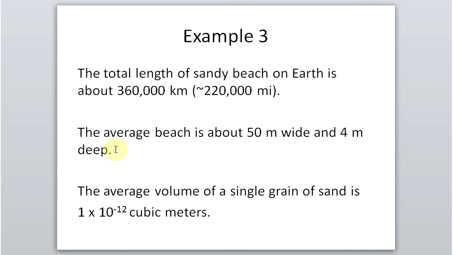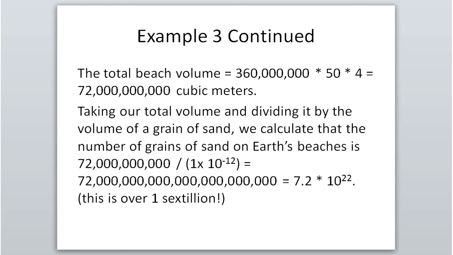Well, if we know how long the beaches are, how wide the beaches are, and how deep the beaches are, we can do length times width times depth to get our total volume. And then we know the volume of a grain of sand, so we can combine those to figure out how many grains of sand there are. So that length of the beach was in kilometers. We need to convert it into meters. So we have 360 million meters times 50 meters wide times 4 meters deep, which gives us 72, what is that, trillion? Let's see. Hundreds, millions, billions, yes, 72 trillion cubic meters of sand on the beaches.